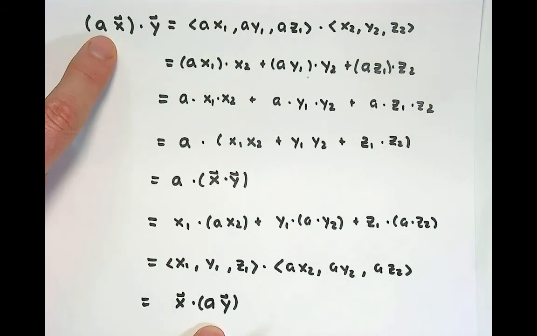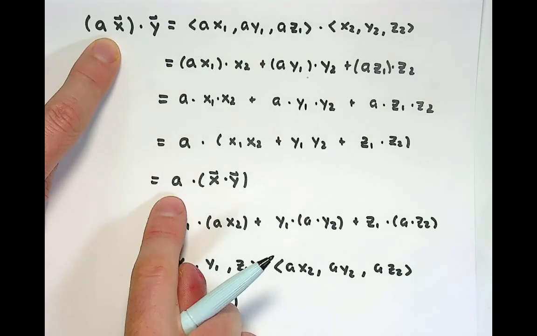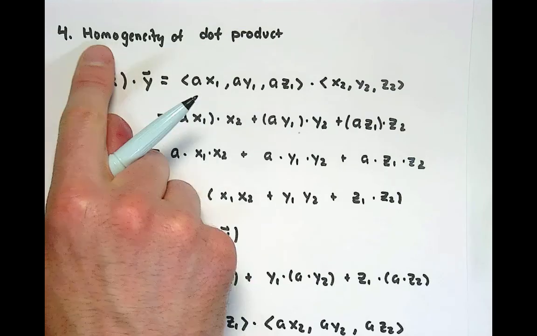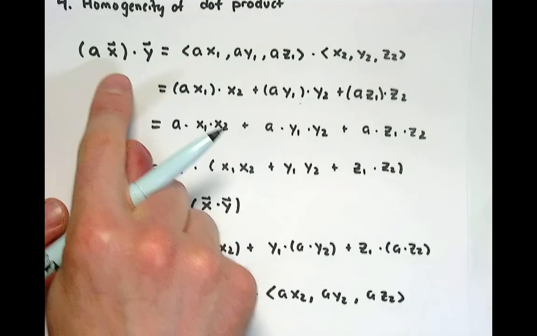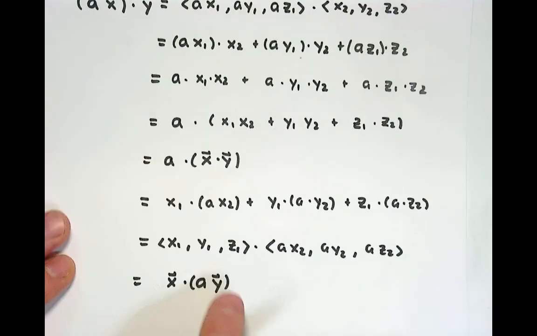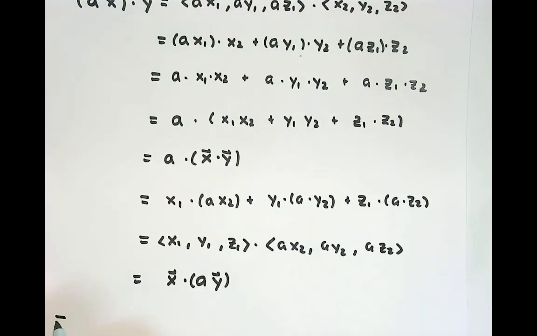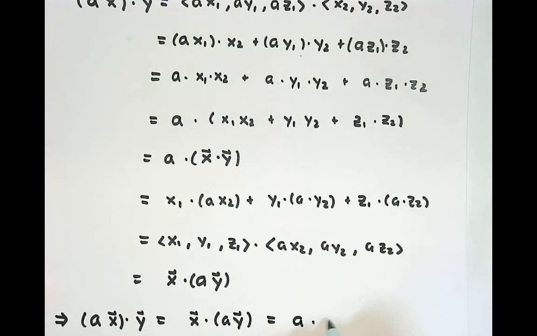It could be in the front of x, so in the left argument, it could be in the right argument, or it could be outside of both arguments. Homogeneity means the same no matter where it happens, and that's what's happening here. The scalar can be pulled through in any sense. So the fast way to say this is ax dot y equals x dot ay equals a times x dot y. Doesn't matter where the scalar is.